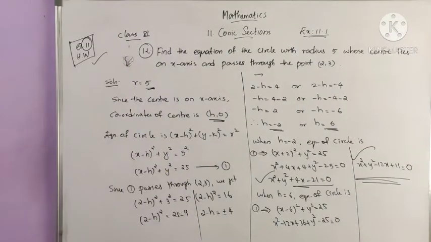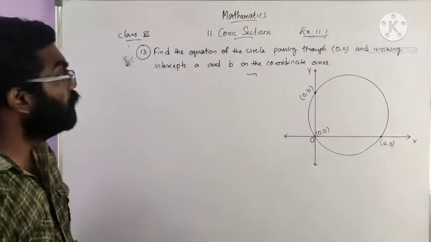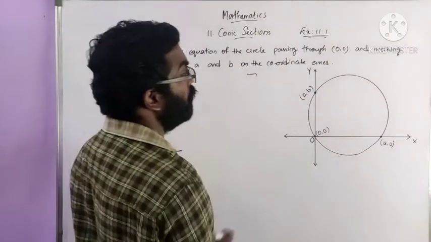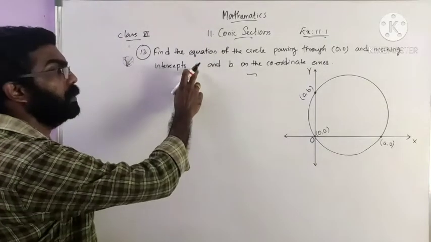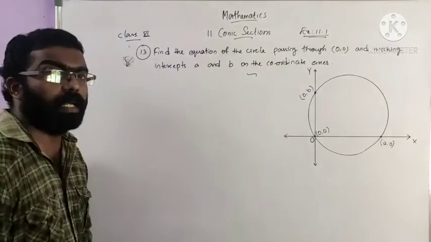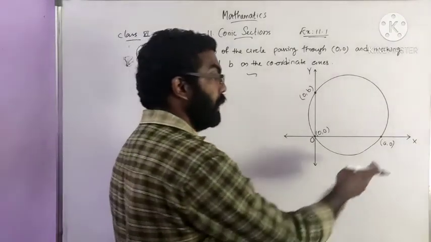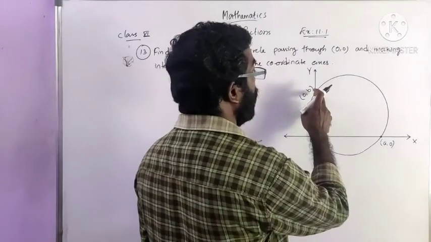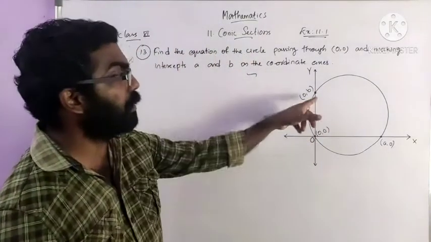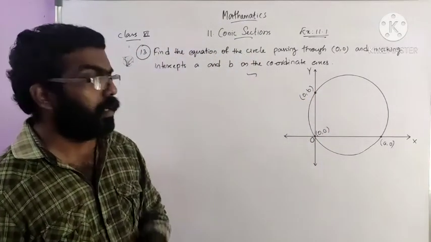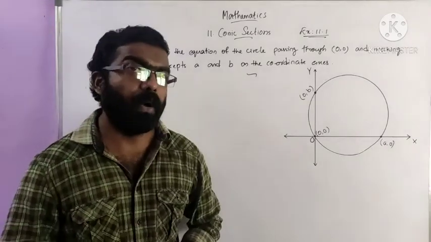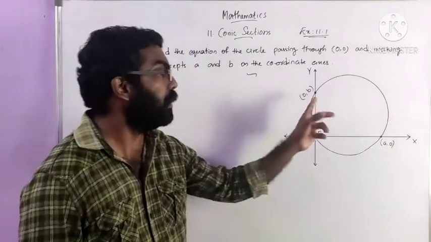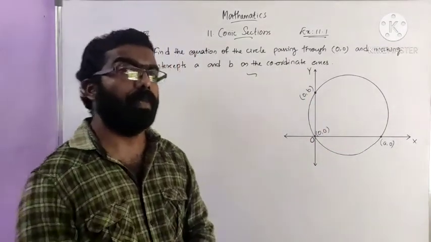Okay. Here the next question is, find the equation of the circle passing through 0, 0, that means the origin, and making intercepts A and B on the coordinate axis. That means the circle cuts the x-axis at the point A. It is A, 0, and cuts the y-axis at B. That means the coordinate is 0, B. Now we know 3 points on the circle. One is 0, 0, other one is A, 0, and next one is 0, B.